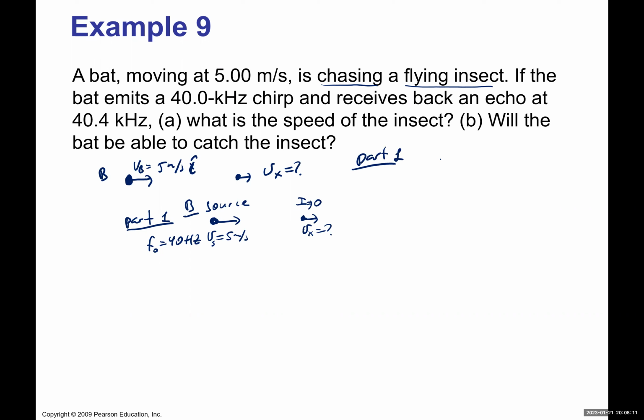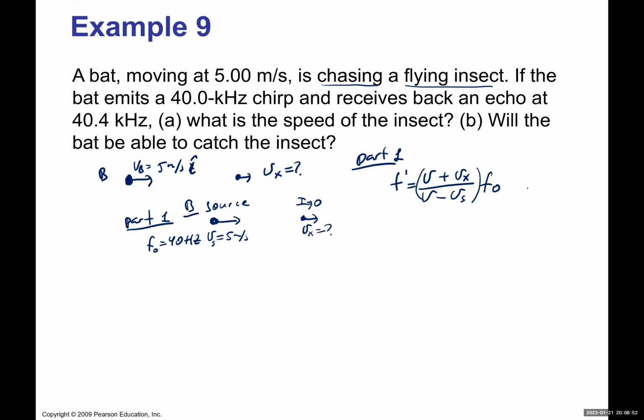Now I can write down the equation for part one. So f prime is equal to, again, both are moving, so I can just write down the general equation. The general equation will be v plus v observer, in this case let's just put vx, over v minus v source, and then times the original frequency. Okay, so this is for part one.